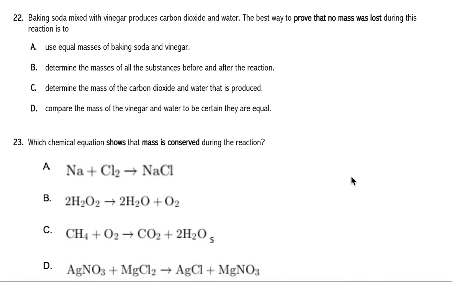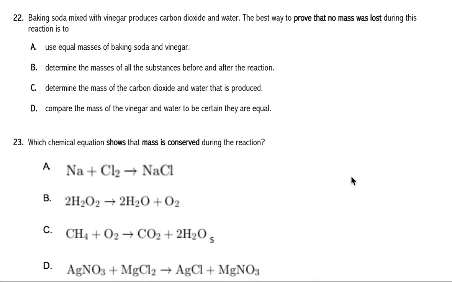Question 22. Baking soda mixed with vinegar produces carbon dioxide and water. The best way to prove that no mass was lost during this reaction is to A, use equal masses of baking soda and vinegar, B, determine the masses of all the substances before and after the reaction, C, determine the mass of the carbon dioxide and water that is produced, D, compare the mass of the vinegar and water to be certain they are equal.